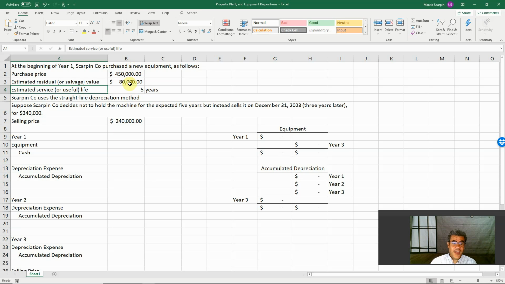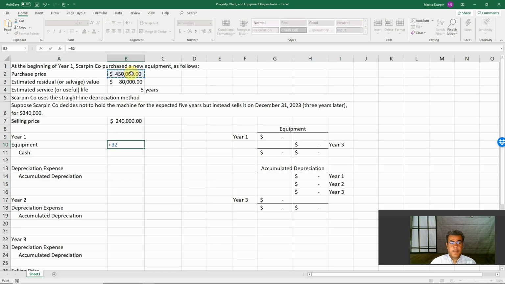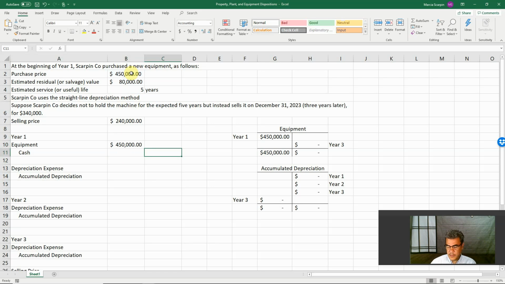So first of all, let's record our purchase and let's consider it was in cash. Debit equipment, purchase price, credit, cash. So here, our T account for equipment year one, 450.